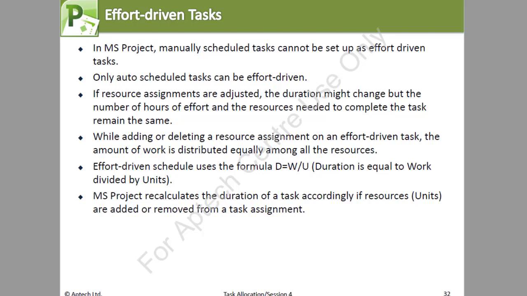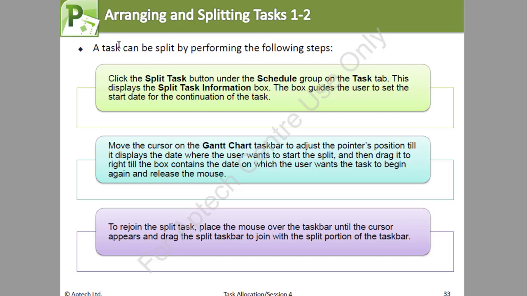MS Project recalculates the duration of the task accordingly if resources, that is units, are added or removed from the task assignment. Okay, arranging and splitting of tasks. Now, a task can be split by performing the following steps. Click the Split Task button under the Schedule group on the Task tab, and this displays the Split Task information box, and the box guides the user to set the start date for the continuation of the task.